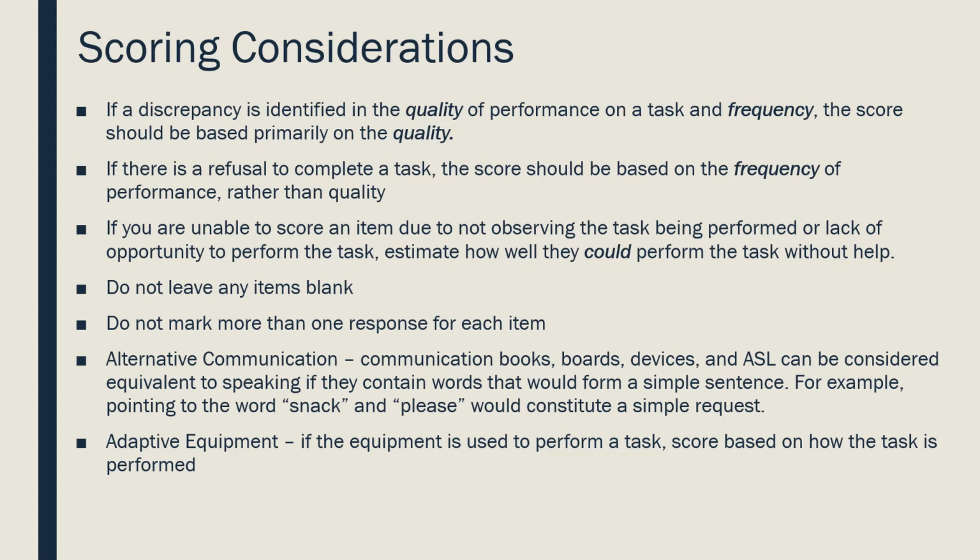Do not leave any items blank. Do not mark more than one response for each item. When you are scoring someone who utilizes alternative communication, examples are communication books, boards, electronic devices, and American Sign Language, can be considered equivalent to speaking if they contain words that would form a simple sentence. So for example, pointing to the word snack and please would constitute a simple request. Adaptive equipment: if the equipment is used to perform a task, score based on how the task is performed.